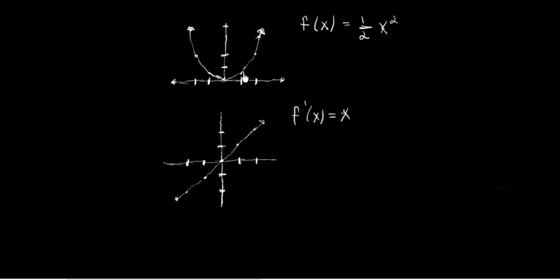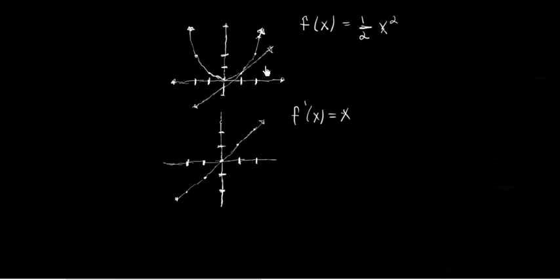And the interpretation is that the instantaneous slope of f of x, the original function, at x equals 1 is 1. So it's really the instantaneous slope at the point 1 comma 1/2 of the original function. And that slope is equal to 1.